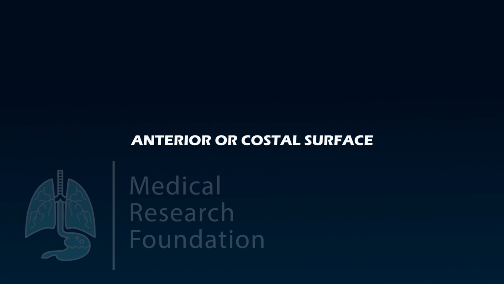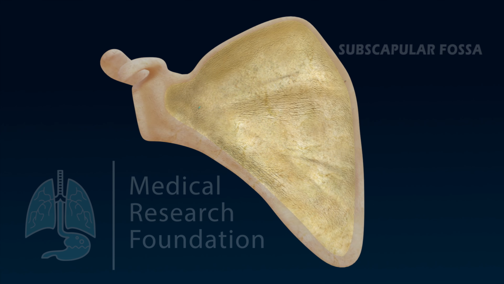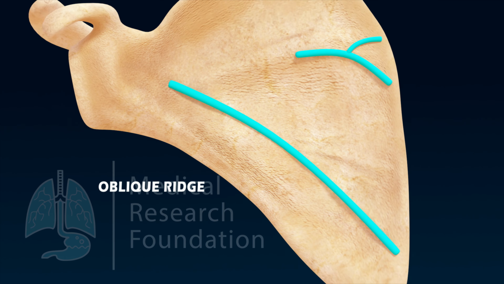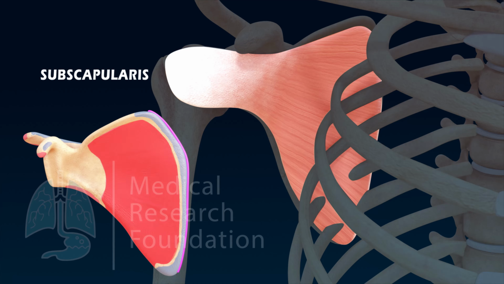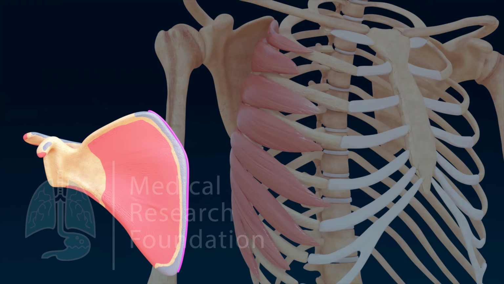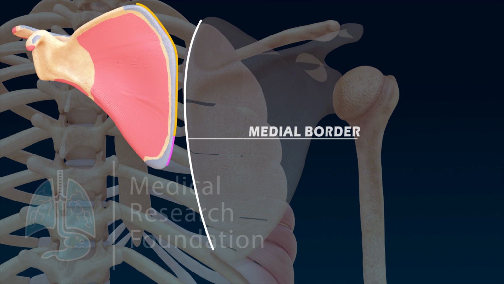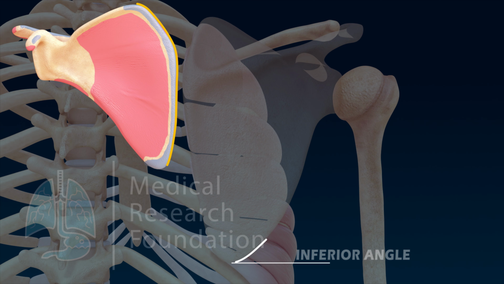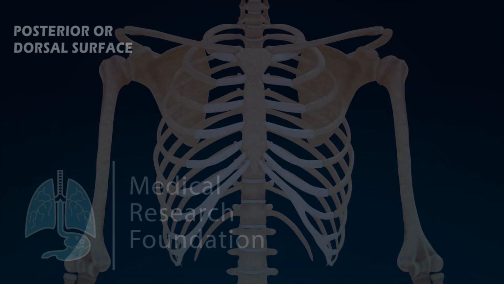Anterior or costal surface. It is a triangular fossa, also called the subscapular fossa. Oblique ridges are classically seen on this surface. The muscle attached in the fossa is subscapularis. A narrow strip of bone extends along the medial border from superior angle to inferior angle. It gives insertion to serratus anterior muscle.